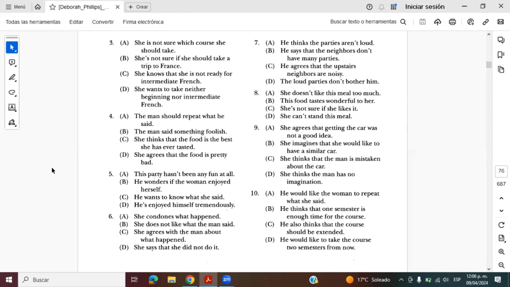Number 9. I can't imagine what he was thinking about when he bought that car. Neither can I. What does the woman mean? Number 10. This should be a 2-semester course. 1 semester is just not enough time to learn all the material. You can say that again. What does the man mean?